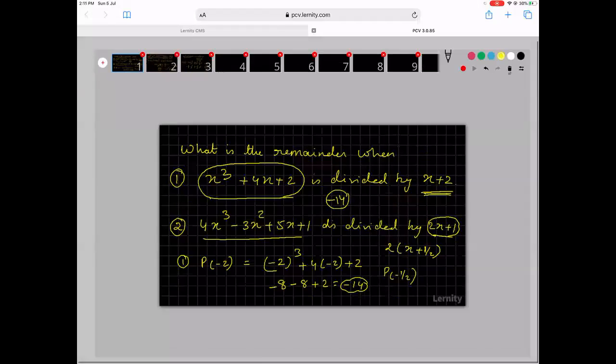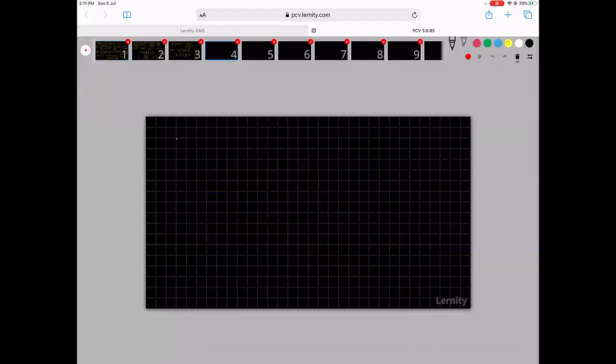So it is 4x cubed minus 3x square plus 5x plus 1, divided by 2x plus 1. So I find out the value of p of minus half. P of minus half, like we found out earlier, will give you minus 1 by 2, minus 3 by 4, minus 5 by 2 plus 1.